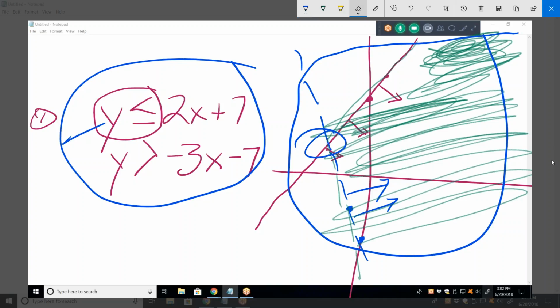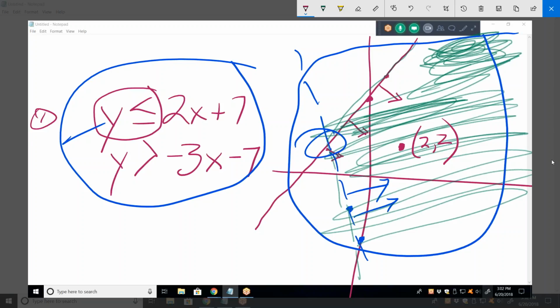If I said to you, is the point (2, 2) in our solution set? That point right there, (2, 2). Is that in the solution? Yes. And if you plug it in, you'd see that 2 is less than 11, so it works on that one, and 2 is greater than minus 13, so it works on the second one also.